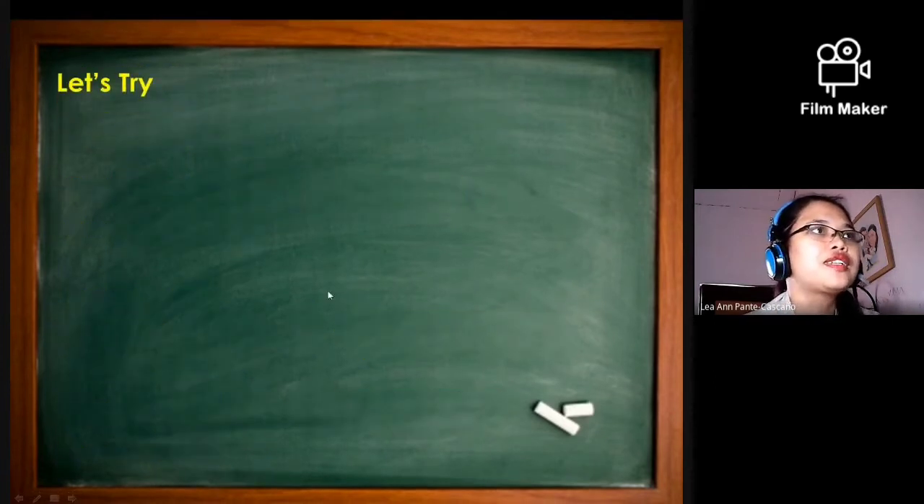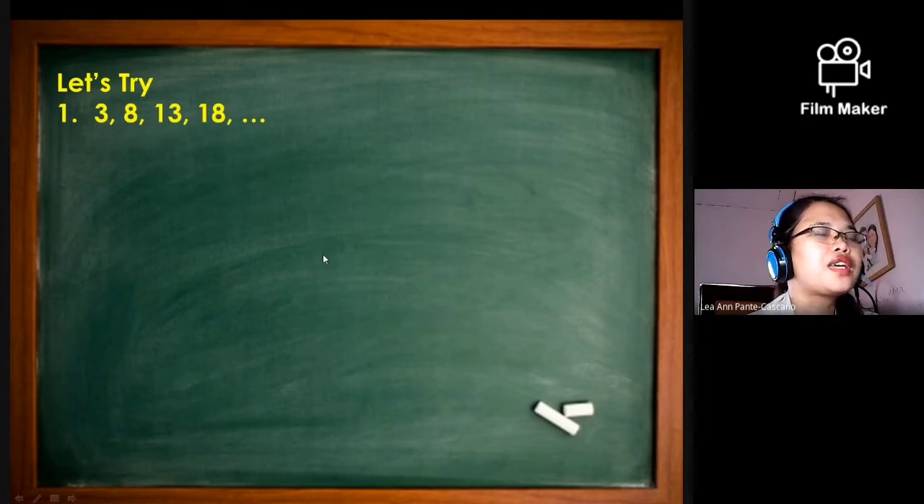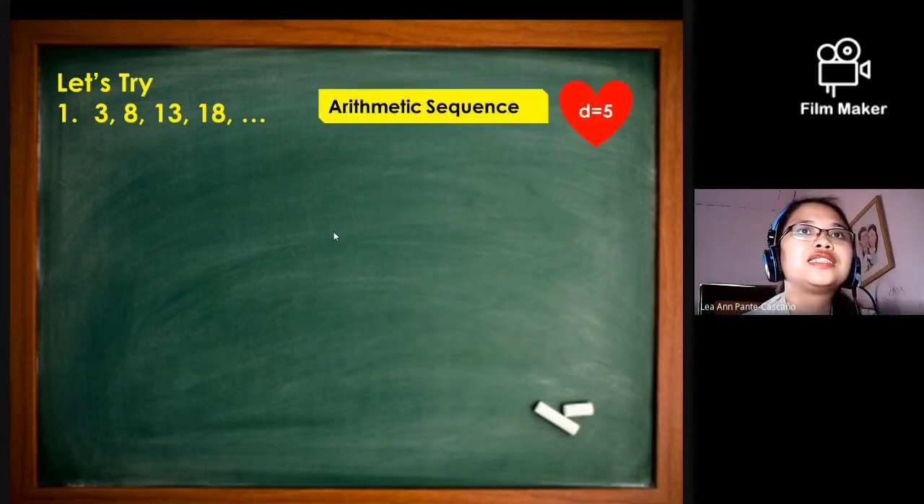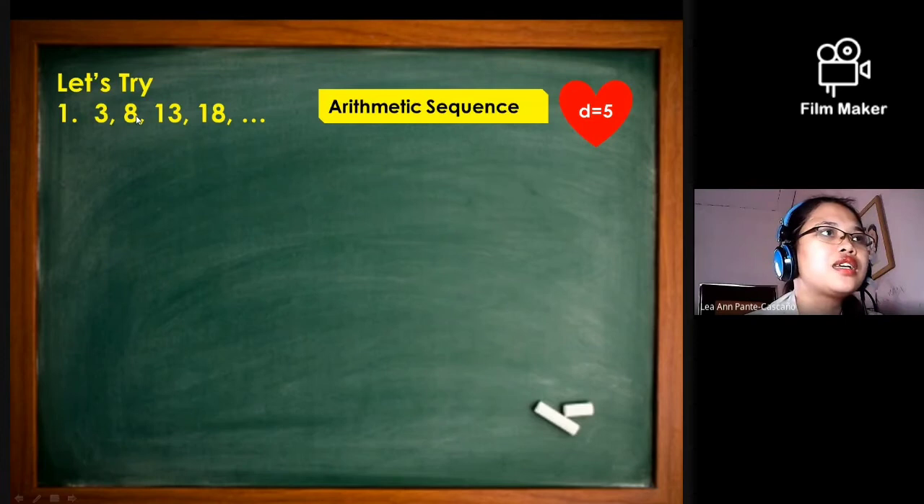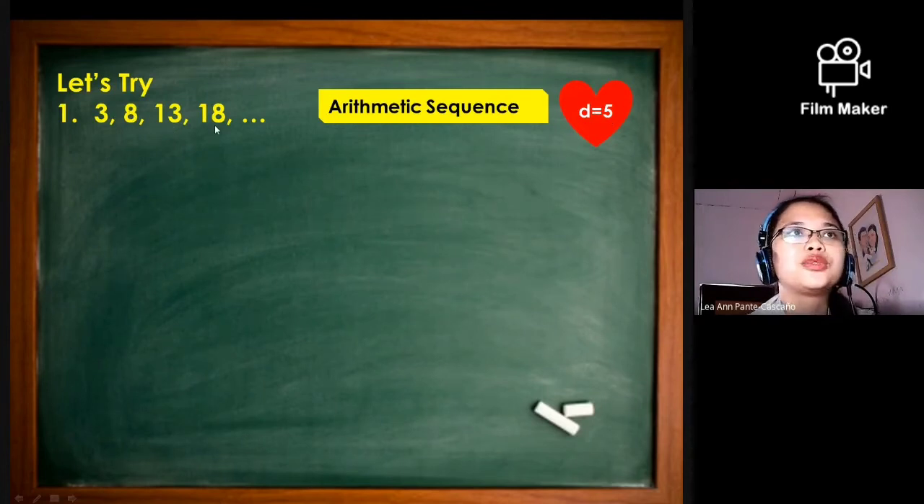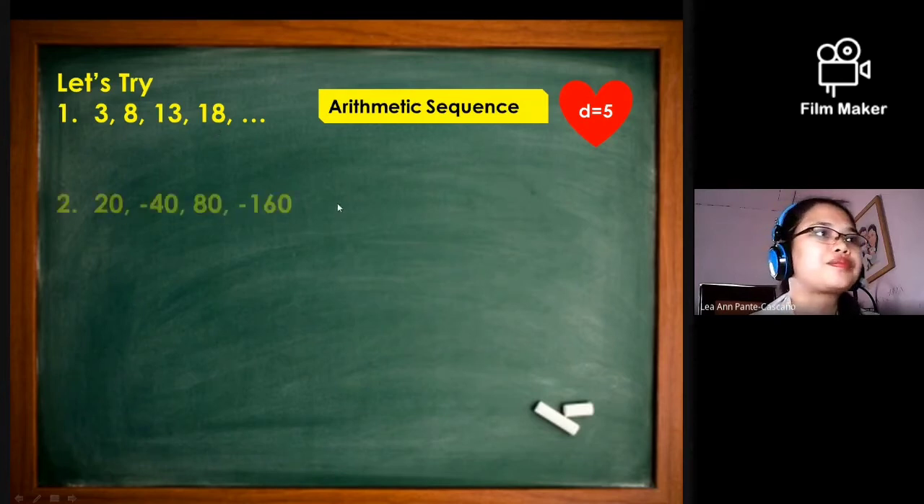So let's try this one. Kung meron daw po tayong 3, 8, 13, 18, is it geometric or arithmetic? This one is arithmetic sequence, because the common difference is 5, hindi po common ratio. Kasi po, nakuha natin yung sunod na term, hindi sa pagmumultiply. Nakuha natin yung second term by simply adding the fixed number 5 to the first term. So 3 plus 5 is 8, plus 5 is 13, plus 5 is 18. So, therefore, hindi siya geometric.